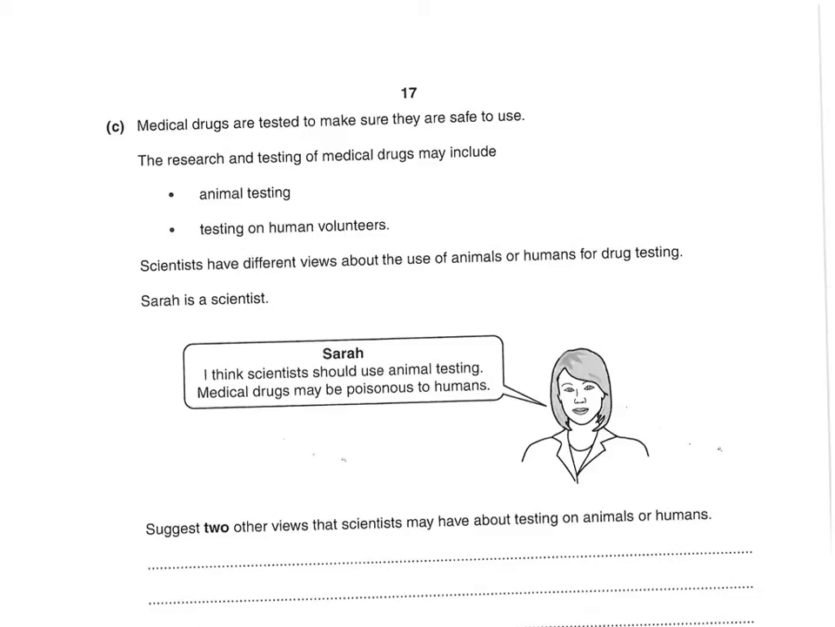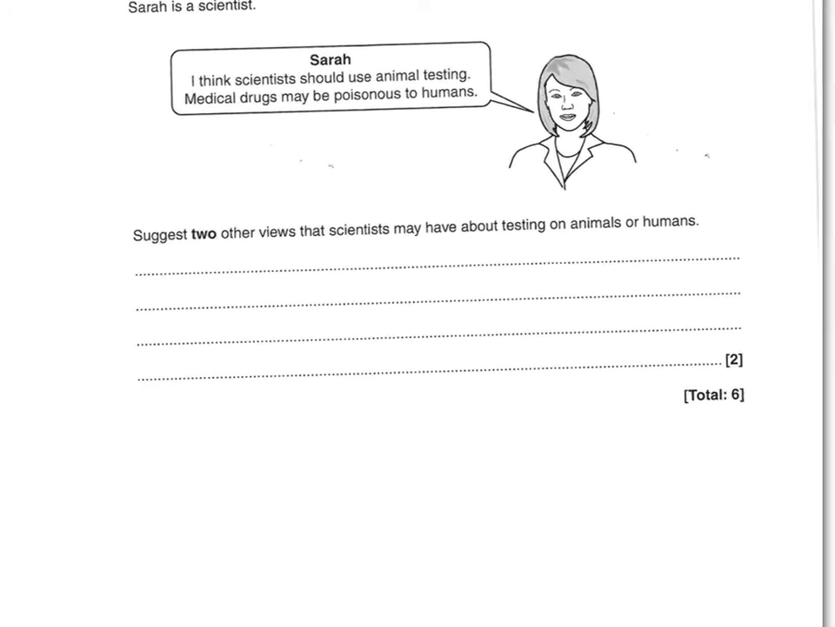Next question. Medicinal drugs are tested to make sure they are safe to use. The research and testing of medical drugs may include animal testing or testing on human volunteers. Scientists have different views about the use of animals or humans for drug testing, and Sarah's a scientist. Sarah says, I think scientists should use animal testing. Medical drugs may be poisonous to humans. So it says, suggest 2 other views that scientists may have about testing on animals or humans.